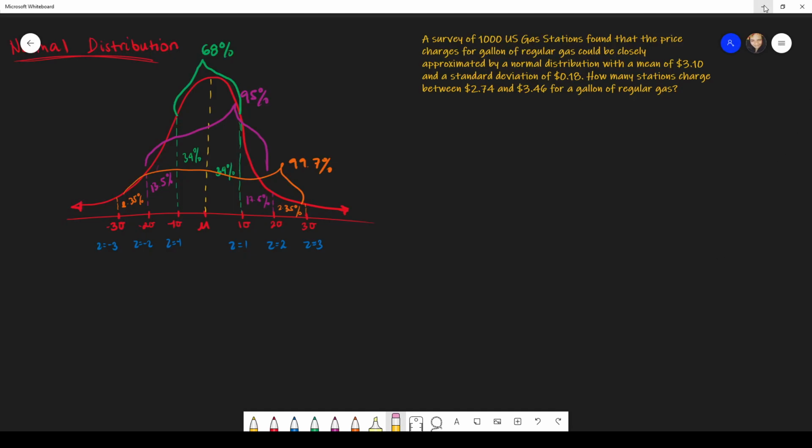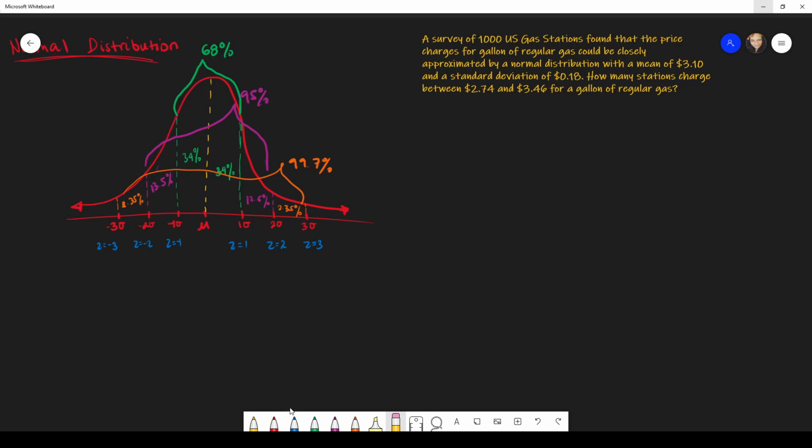Now that we know the empirical rule of a normal distribution, let us try to apply it in this given problem. The problem says that a survey of 1,000 US gas stations found that the price charged for a gallon of regular gas could be closely approximated by a normal distribution with a mean of $3.10 and a standard deviation of $0.18. How many stations charge between $2.74 and $3.46 for a gallon of regular gas?